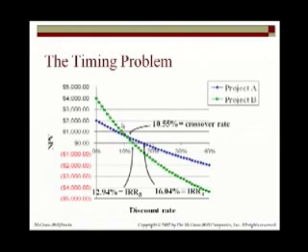Now, if the discount rate is less than 10.55%, then Project B will have a higher net present value than Project A. And Project B would actually be the better project, because it has a higher net present value than A, even though it has the lower internal rate of return. So it's important on the timing issue to understand we're looking at two different projects. Where is the crossover point?